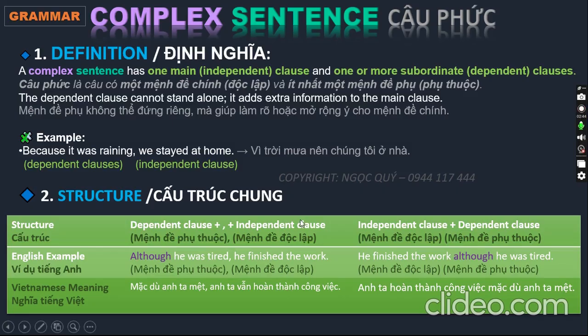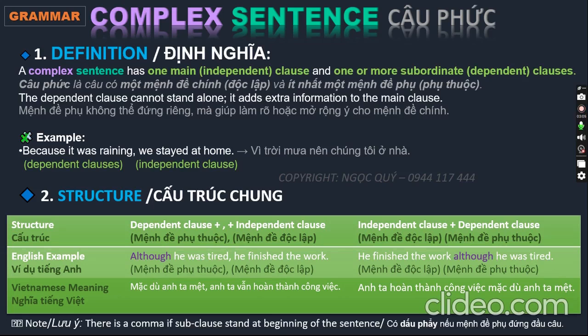If the conjunction word is at the beginning of the sentence, there is a comma between the clauses. If the conjunction word is in the middle of the sentence, it doesn't need a comma. There is a comma if the subclause stands at the beginning of the sentence. Okay.